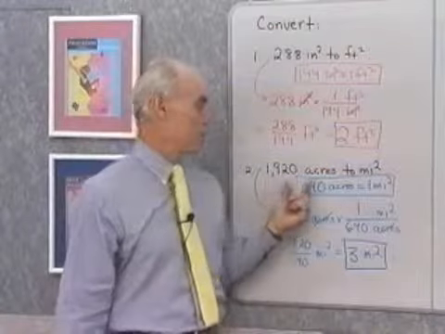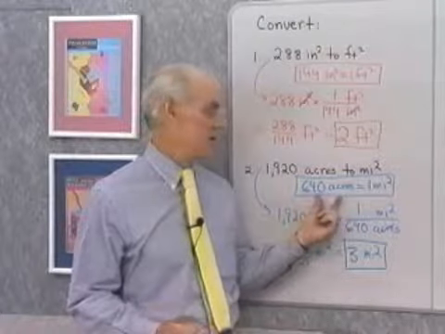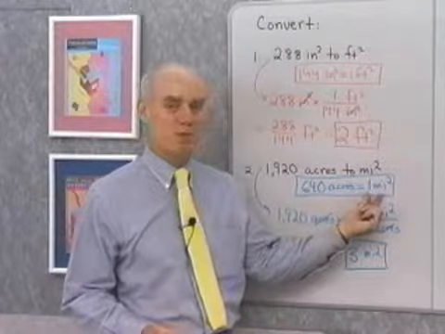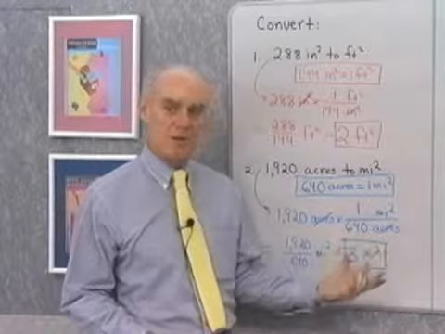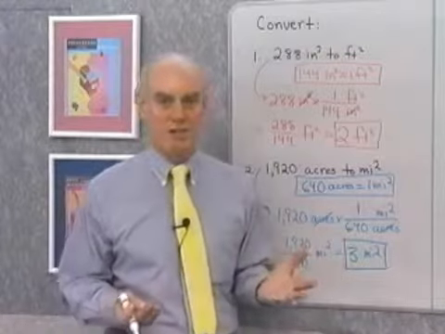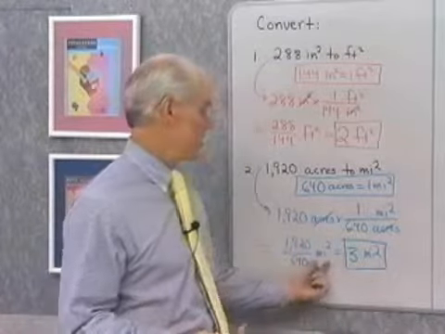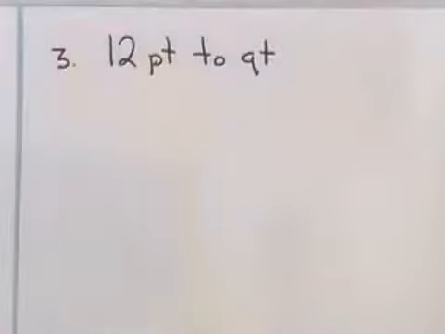So 1,920 acres is exactly the same as 3 square miles, and I know that because there's 640 acres in every 1 square mile. That means that 1 square mile divided by 640 acres is simply the number 1. So 1 times 1,920 acres isn't going to change its value, but it is going to change the units that it's written in terms of. So 3 square miles. Let's do another one.